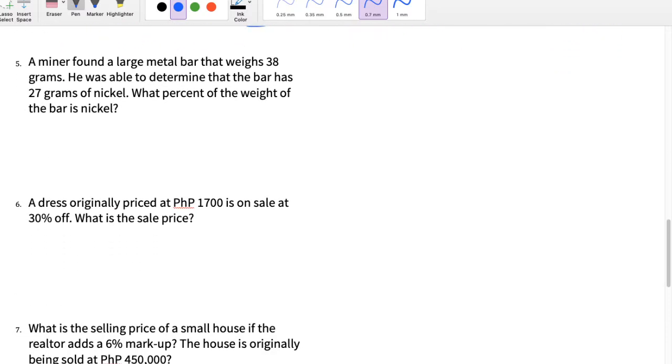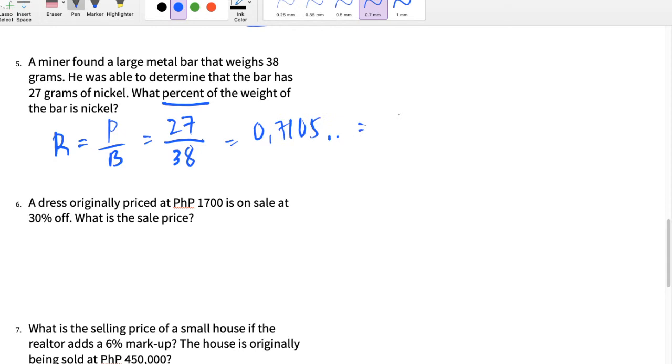Number 5. A miner found a large metal bar that weighs 38 grams. He was able to determine that the bar has 27 grams of nickel. What percent of the weight of the bar is nickel? So, hinahanap natin dito is percent or rate. Rate is equal to percentage over base. Ano yung percentage dito? Etong 27 grams of nickel. Kasi part yan nung metal bar. 27 over 38. If you divide 27 by 38, you should get 0.7105, or in percent form, that's 71.05%.